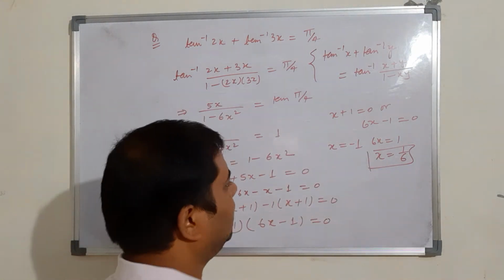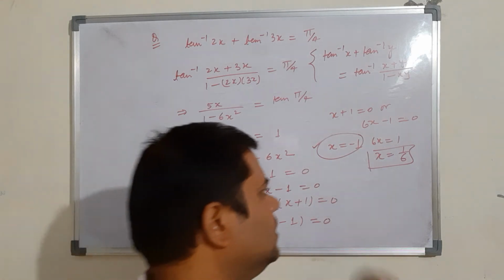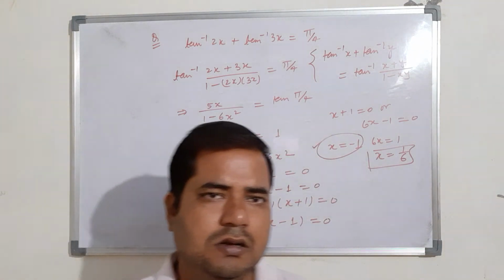Since x is equal to minus 1 does not satisfy the equation, hence x is equal to 1 by 6 is the answer.